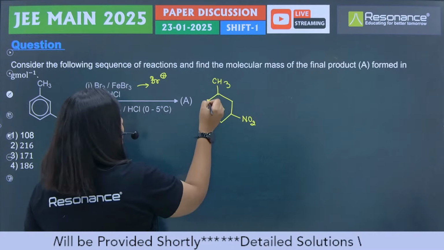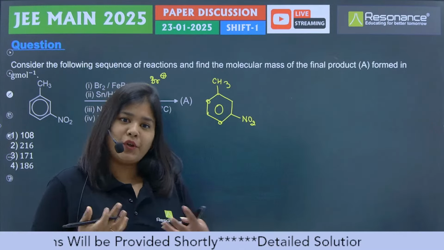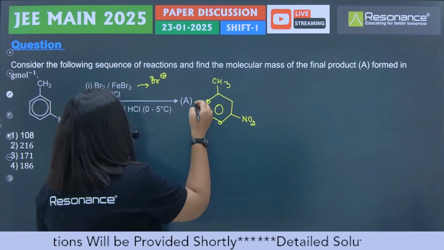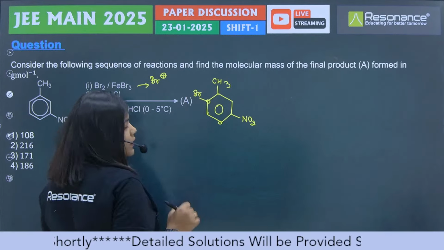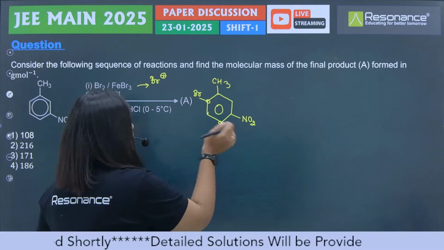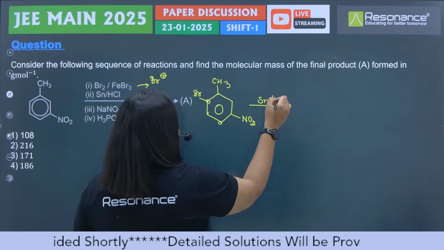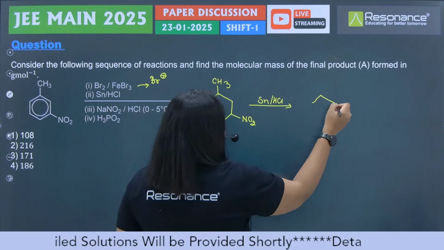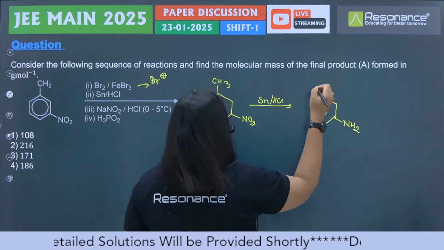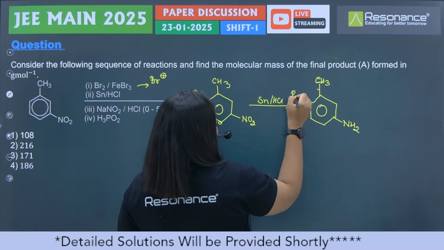Now you have the ortho position and para position, because for the final product you only have to find the molecular mass. So you can put the Br at ortho or para, but the preferable position is the one directed by the electron donating group, because an electron giving group is more preferable than an electron withdrawing group. Moving on, we have Sn/HCl, again reduction of NO2, giving you NH2. Here you have CH3 and here you have Br.